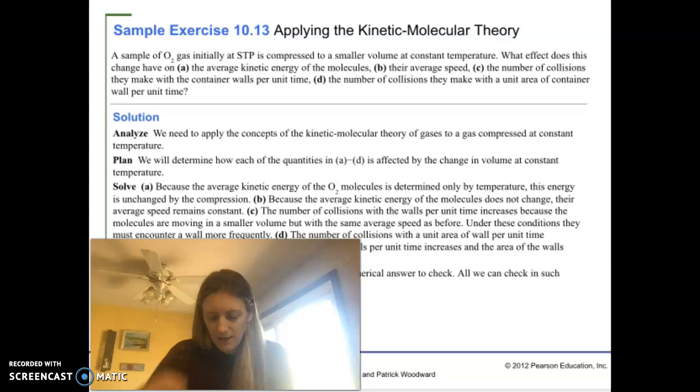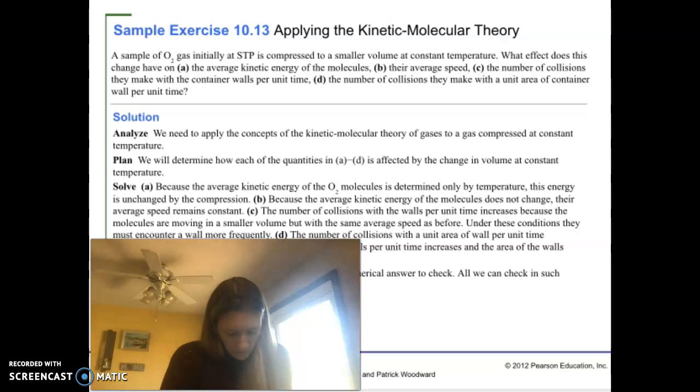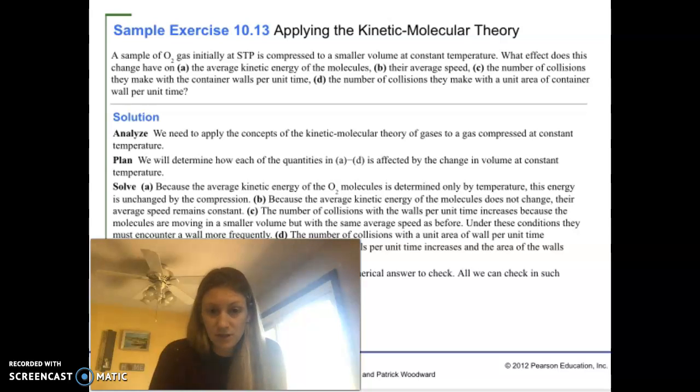Okay, so average kinetic energy of the O2 molecules is determined largely by temperature. So if I compress it, it's not going to really change that kinetic energy. I'd have to increase or decrease temperature to change kinetic energy. So for A, no change. For B, which is their average speed, again, because our kinetic energy doesn't change, the speed isn't going to change. So our kinetic energy, which is A, has no change. Our speed, which is B, has no change. So both A and B are no change.